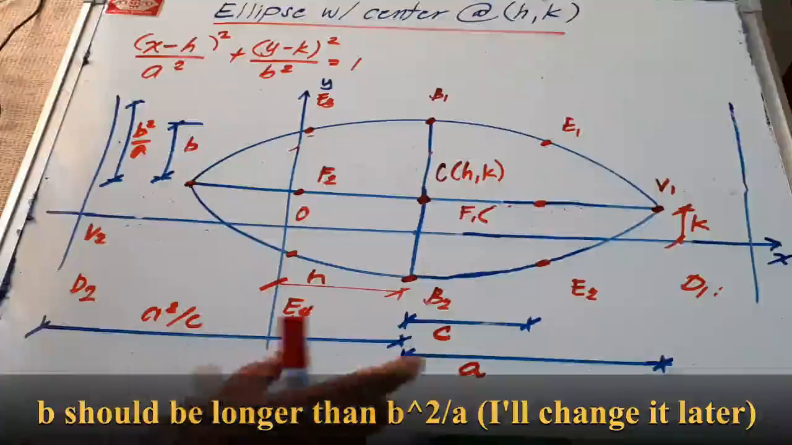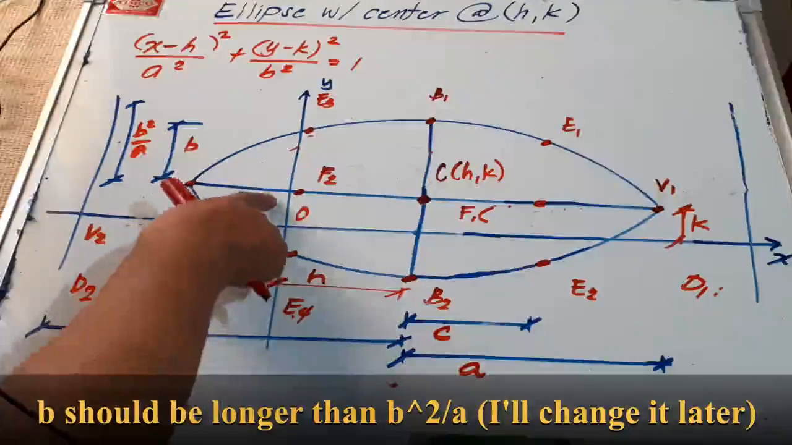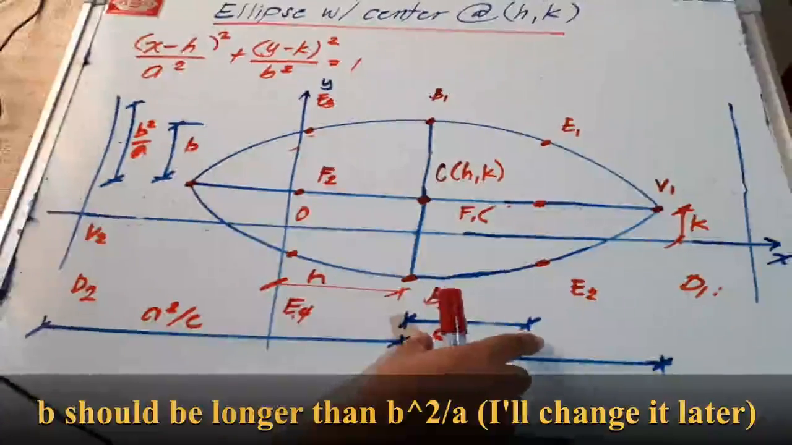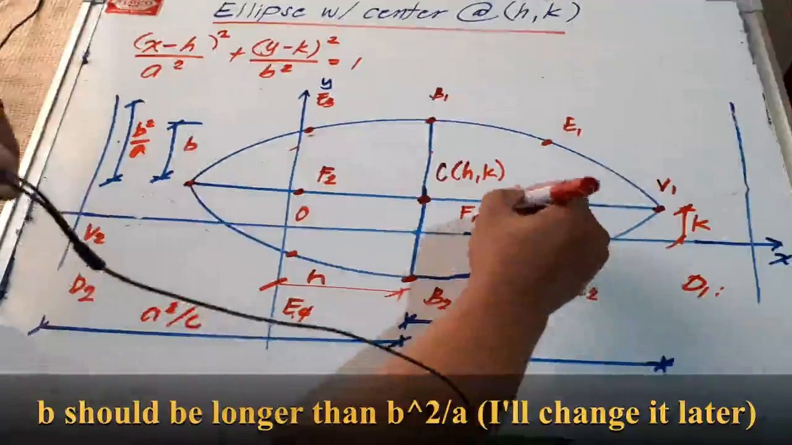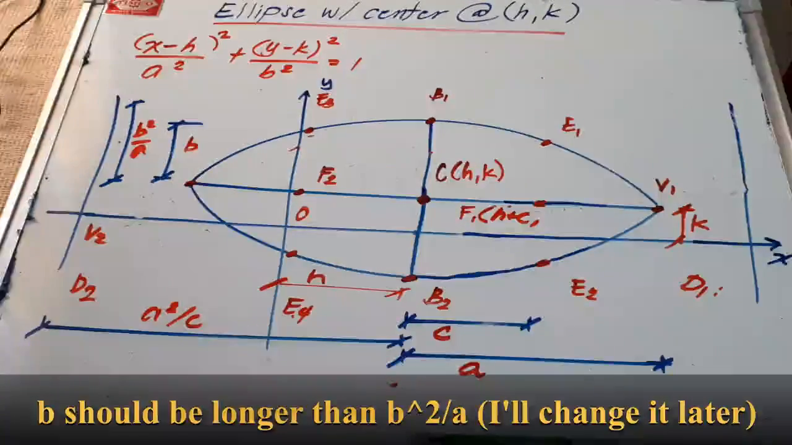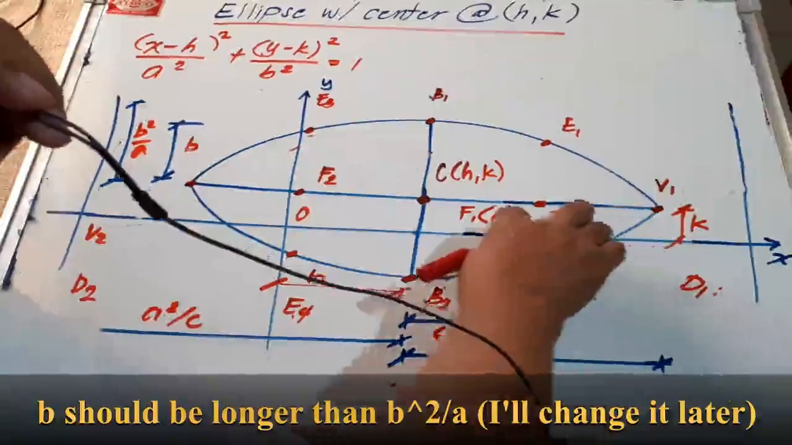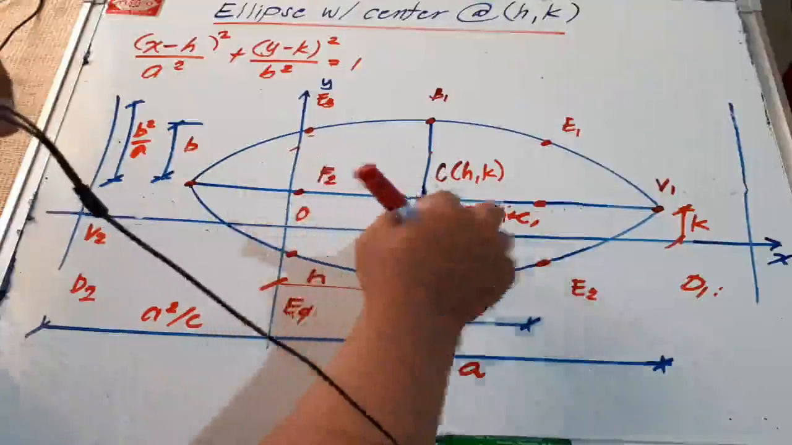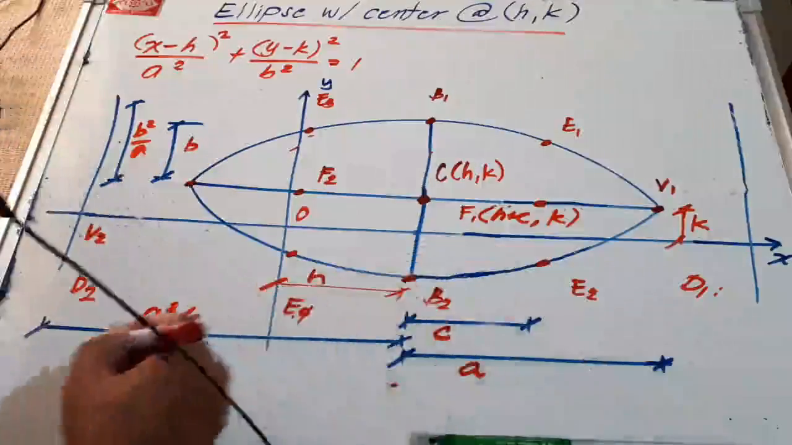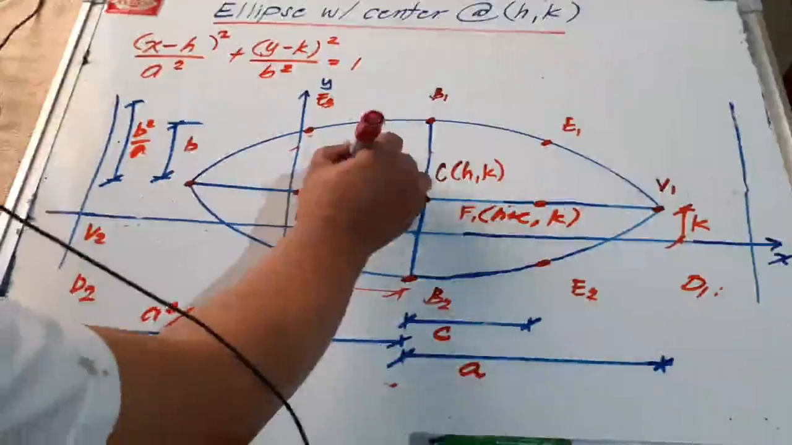Paano yon? Ang kanyang horizontal distance from the origin or from the y-axis is h plus c. Okay? So, h plus c ang kanyang abscissa. Ang kanyang ordinate, yung vertical distance niya dun sa x-axis. So, happens, parehas sila ng center. Parehas sila ng center. Okay? How about focus 2?